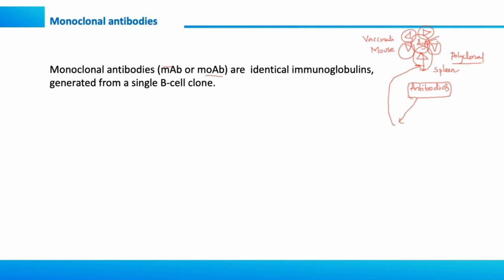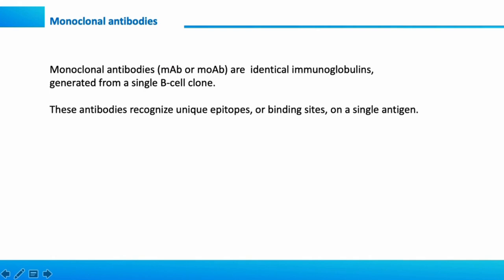But if you take special precautions, if you perform a special technique called the hybridoma technique, wherein you take those antibodies which are specifically binding to a single epitope, that is a particular epitope. So this response is a monoclonal response, that is you are collecting identical immunoglobulins generated from a single B cell clone. So these are monoclonal antibodies. That is what I am trying to explain. These antibodies recognize unique epitopes or binding sites on a single antigen.